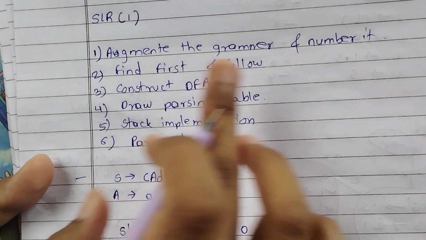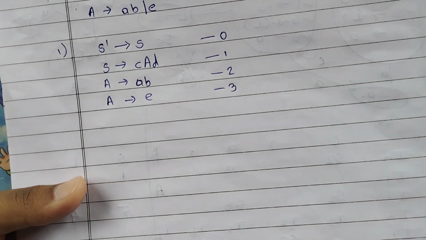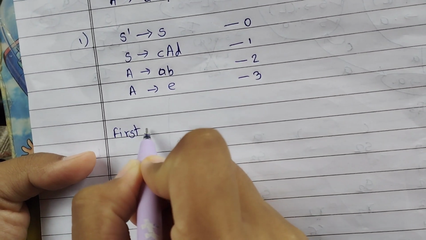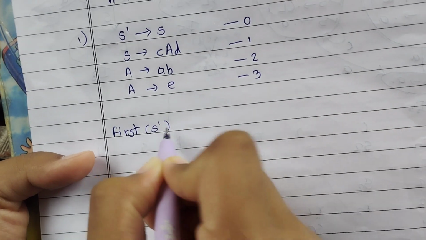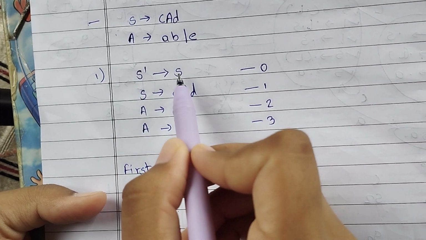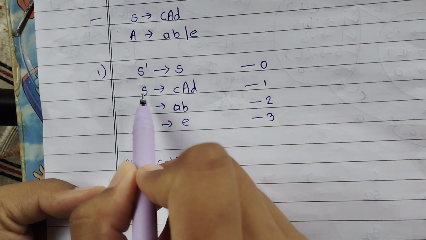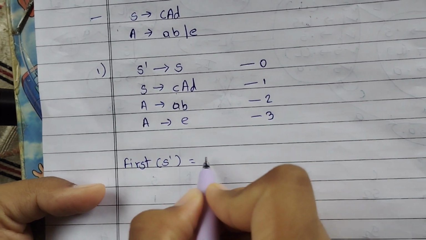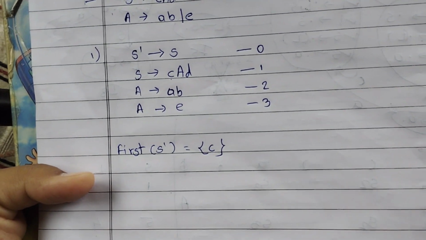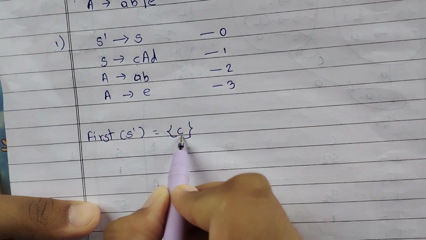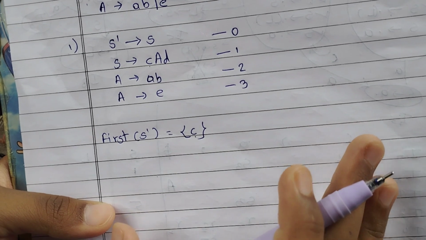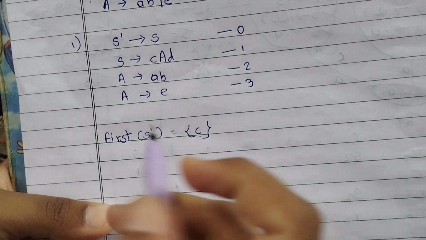Now the second step is to find the first and follow. So let's quickly find the first of S'. The first of S' → S, where capital S means non-terminal, and S → c, so the first is c. You always write a terminal. So the first of S' is c. I hope you know the rules for first and follow; if not, please check my first and follow video where I explain in detail.